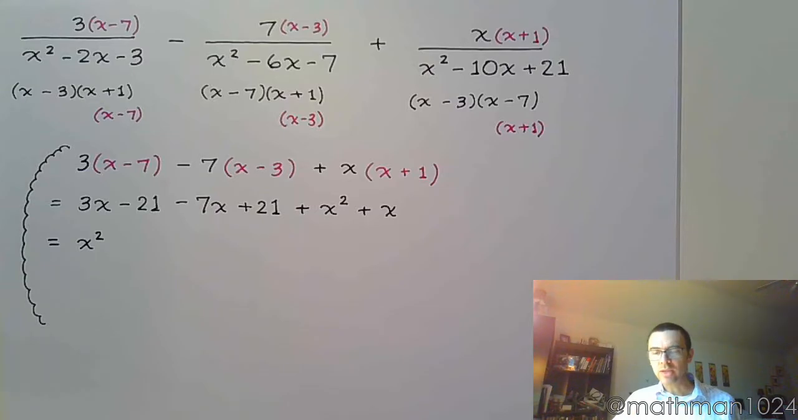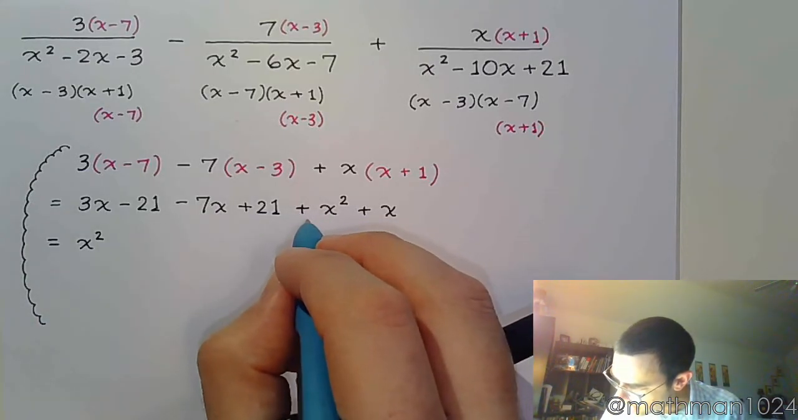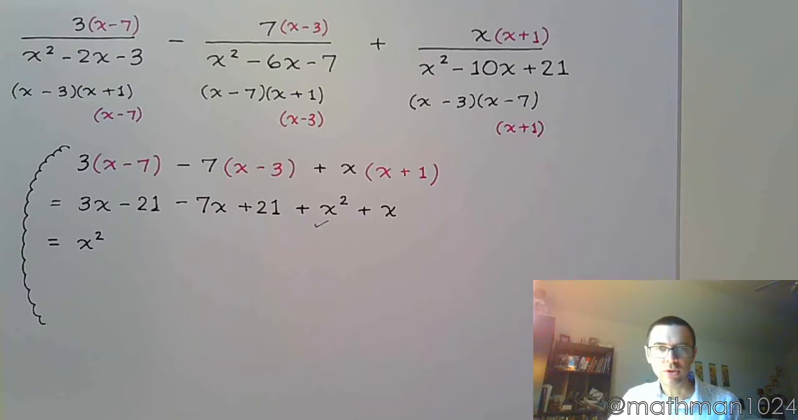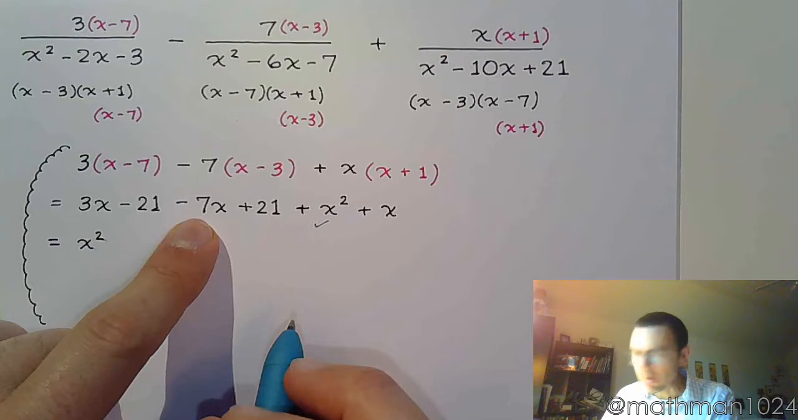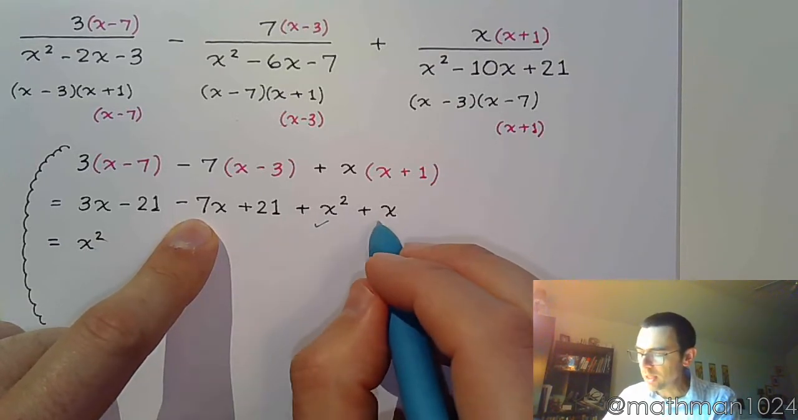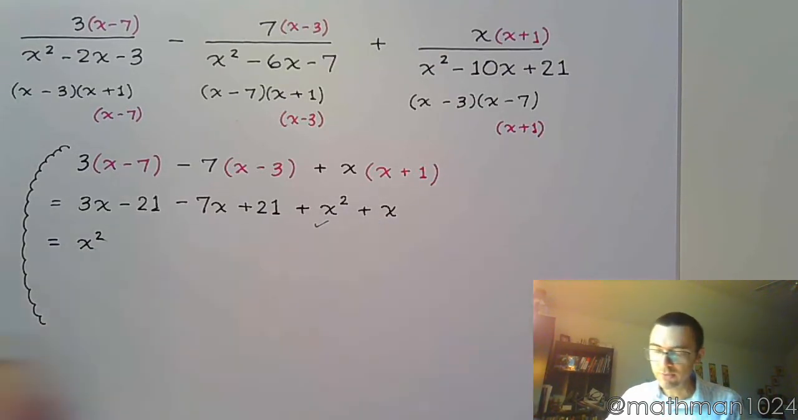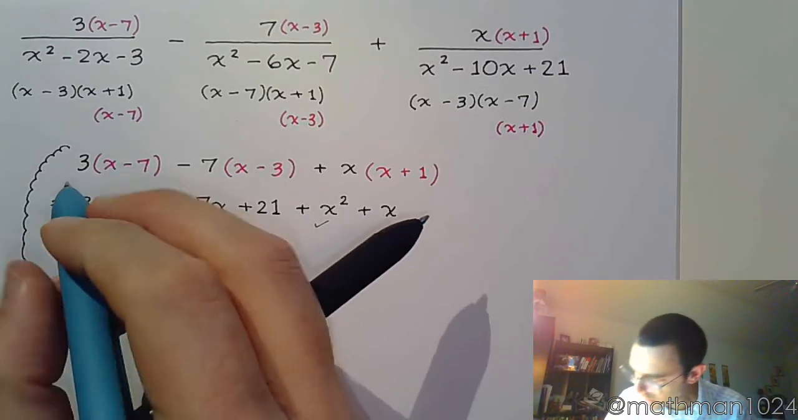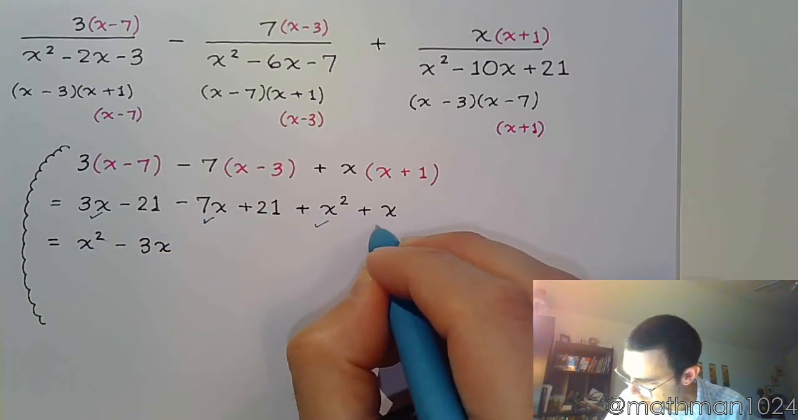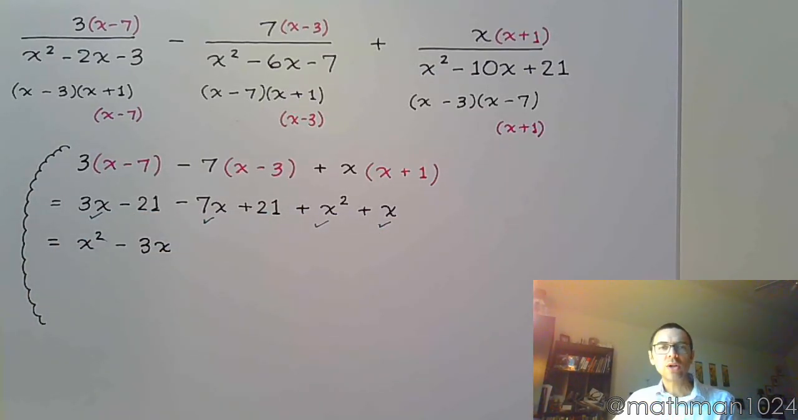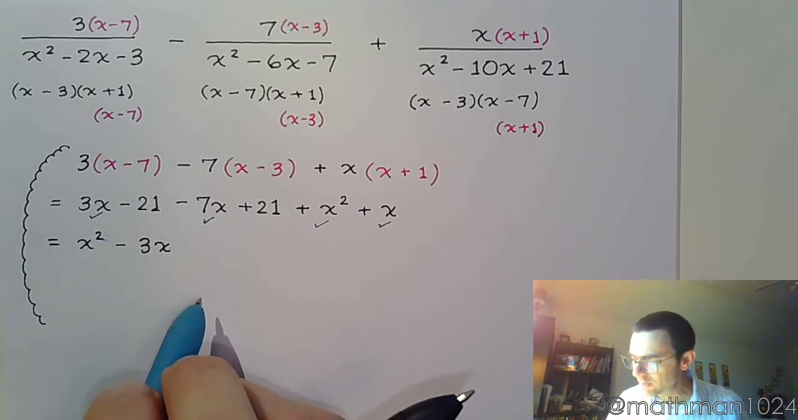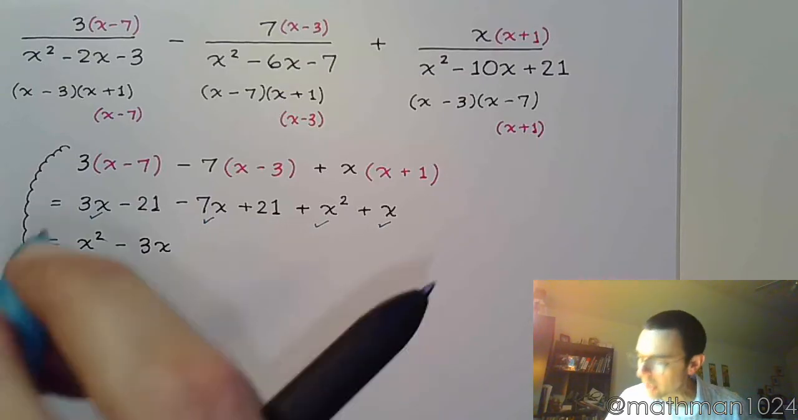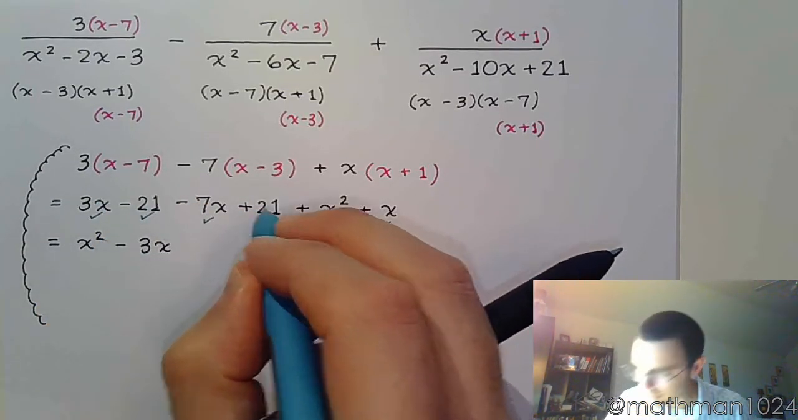If you have a hard time tracking things, here's what I suggest. I've used the x squared, so put a little check mark underneath him. Now let's combine the x's. I've got 3x minus 7x, so that's negative 4, plus x. So negative 4 plus 1 is negative 3x. So I've used that guy, this one, and that guy. And now I just have the constants left. So minus 21 plus 21 gives me 0. Okay, so done and done.